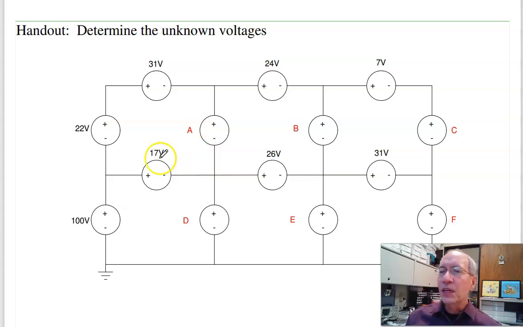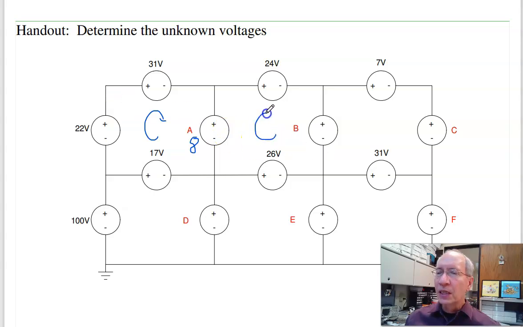Okay, so first find one unknown, a loop with one unknown. And here's one. So I know that minus 22 plus 31 plus A minus 17 equals 0. Solve for A. Tells me that A is 8 volts. Or this way, 39 volts is 39 volts.